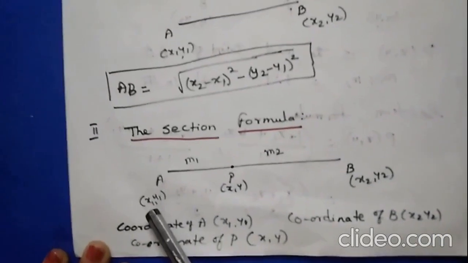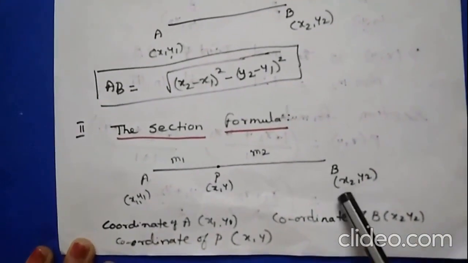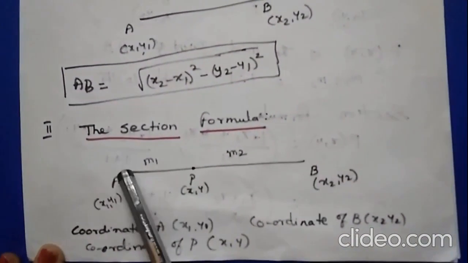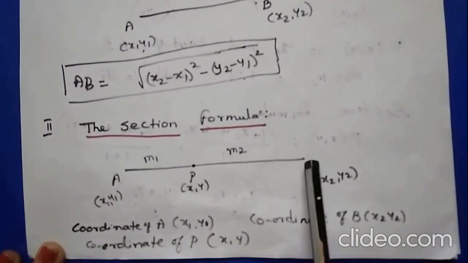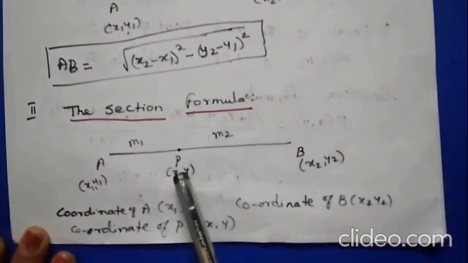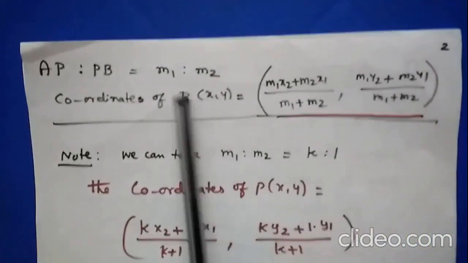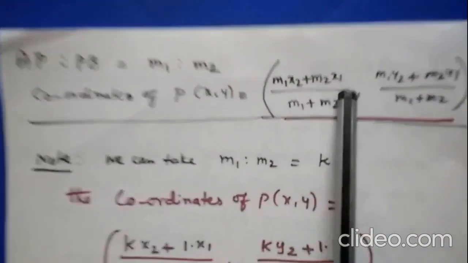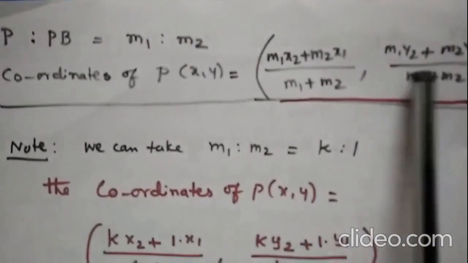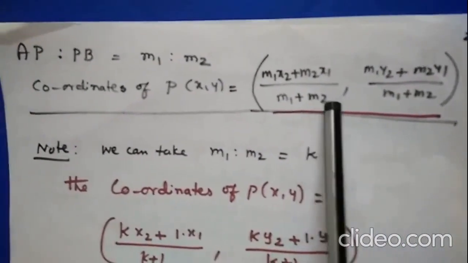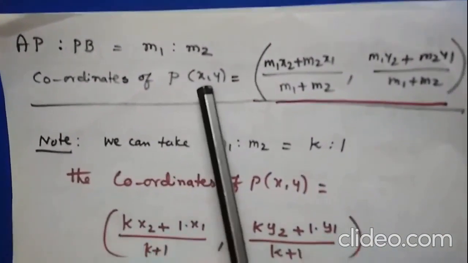The coordinate of A is x1, y1 and the coordinate of B is x2, y2, and a point P is on the line AB. The ratio AP to PB is M1 to M2. Now you are going to calculate the coordinate of P. By using the formula, the coordinate point of P (x, y) is (M1 x2 plus M2 x1) by (M1 plus M2), and (M1 y2 plus M2 y1) by (M1 plus M2).